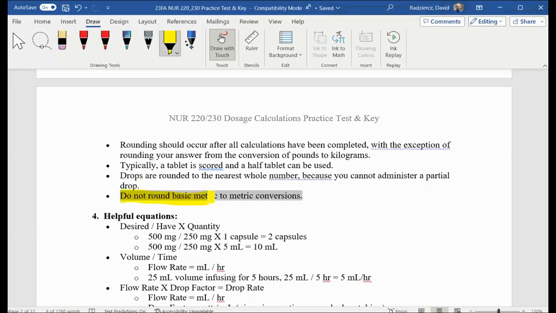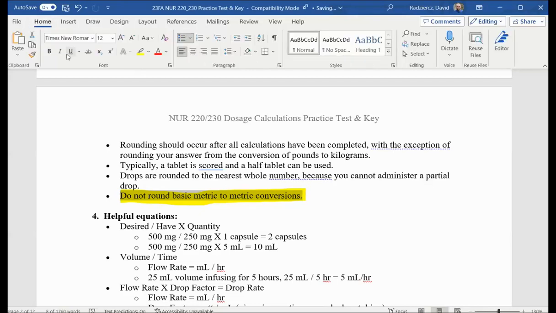And I'm just adding this little highlight here. Okay, good question, by the way.